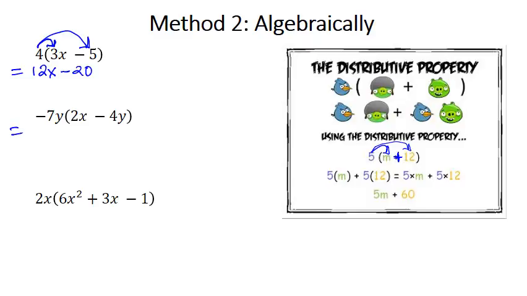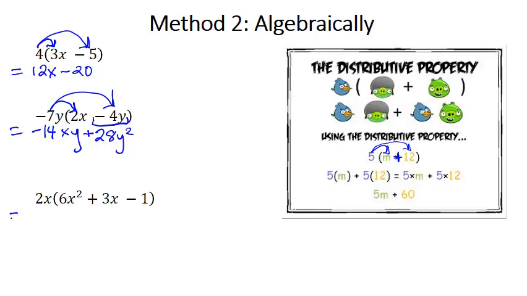Let's do the next one. Again, we're going to multiply it by each set of terms. So negative 7y times 2x gives me negative 14xy. Then I have negative 7y times negative 4y. Well, negative times negative gives me a positive. And 7 times 4 is 28. And then y times y will be y squared. So negative 7y times 2x minus 4y is equal to negative 14xy plus 28y squared.